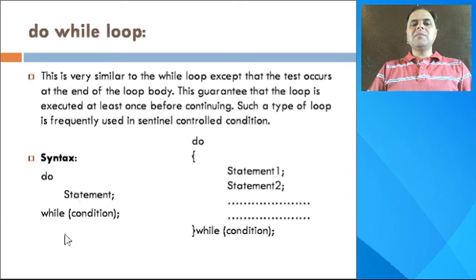So the syntax of the do while loop is: do, statement, and then while condition. Or if we have more than one statement, then we use curly braces: do, statement 1, statement 2, and so on, and in the last while, then condition, and then semicolon. This is the syntax of the do while loop.